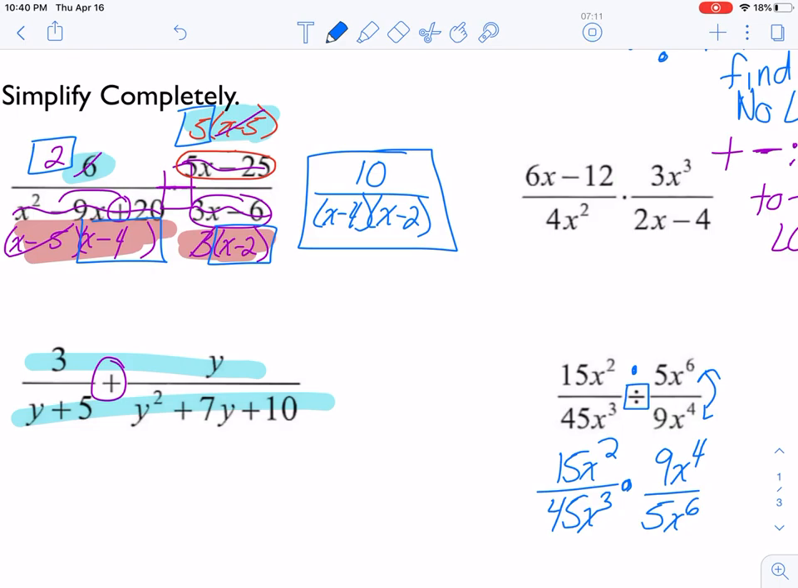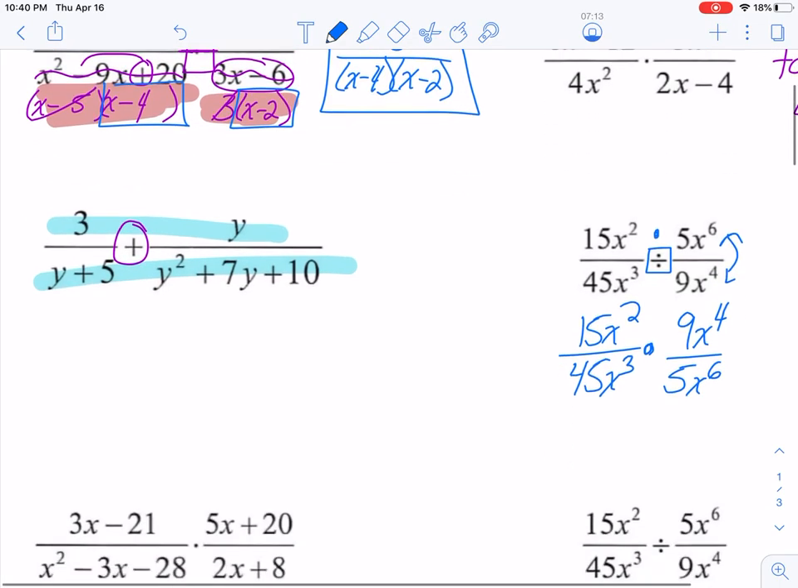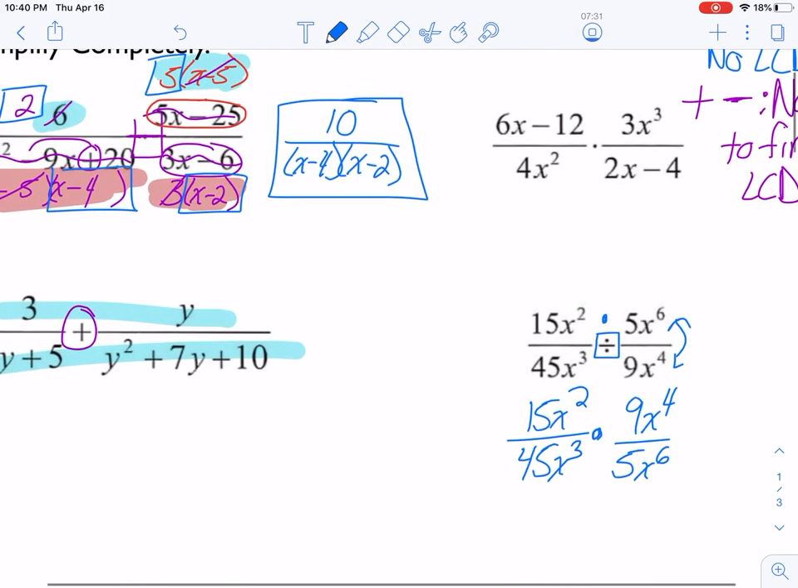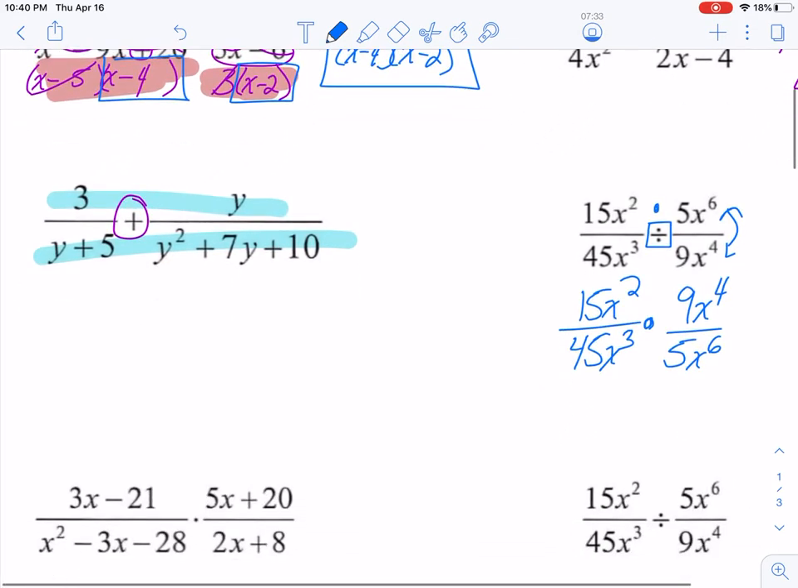All right. Now let's come back over here. On 3 over y plus 5 plus y over y squared plus 7y plus 10. When I look at this problem, the first thing I notice, again, is this plus sign in between my fractions. Plus sign, when I look at my cheat sheet, plus or minus, I need to find my LCD. Well, before I do that, I have to make sure my denominators are factored completely.